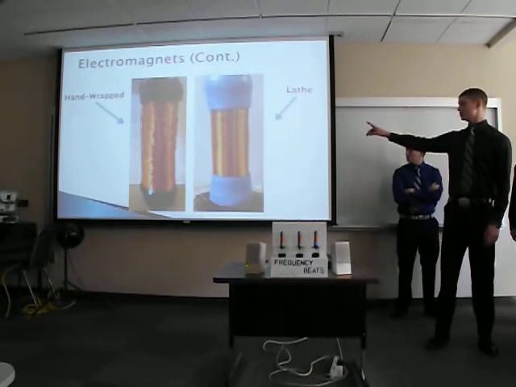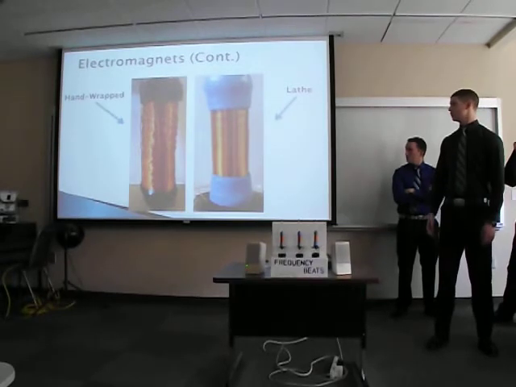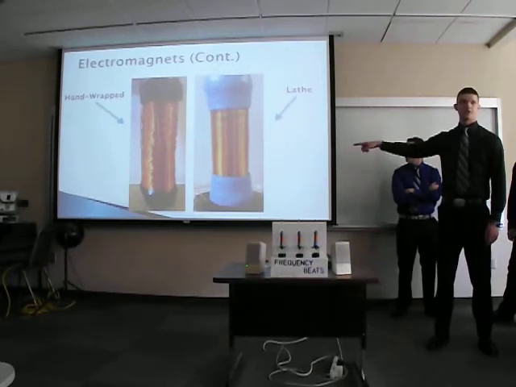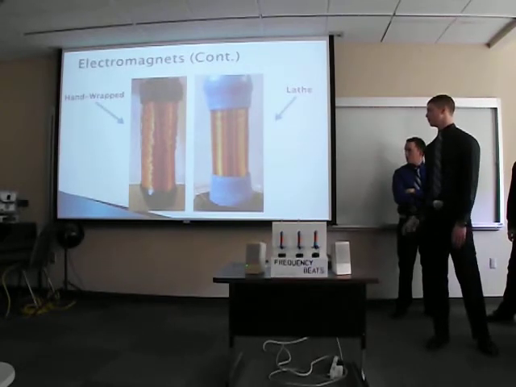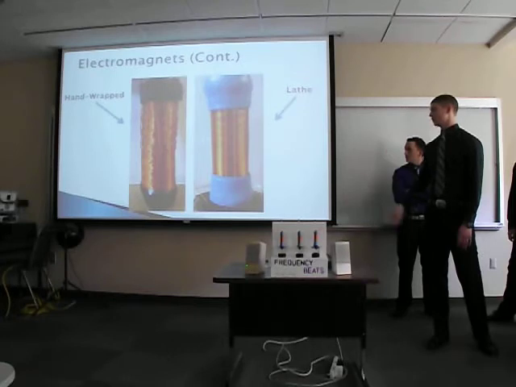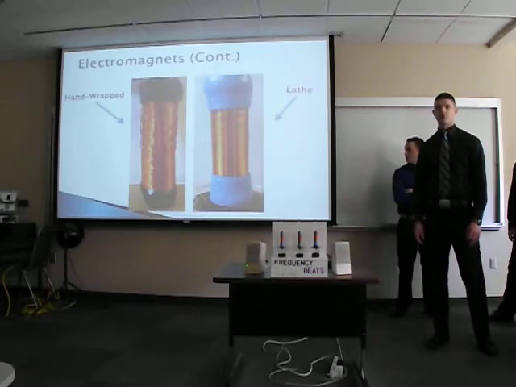For the electromagnets, on the left is the one we hand wrapped, so you can see the coils aren't very tight or close together, whereas the one we wrapped with the lathe on the right is really tight, really close together, and looks like something you would get professionally manufactured.